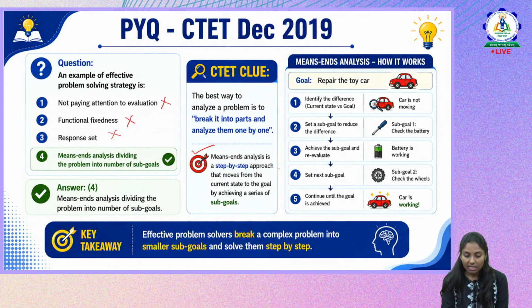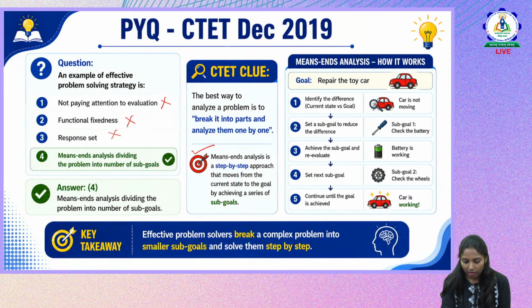So means ends analysis is a step-by-step approach that moves from the current state to the goal by achieving a series of sub-goals. Now you are at a stage of 3 or 4. आपको stage 10 तक जाना है. That is where you can solve your problem, for example. So now what you will do is, whatever आप stage 2 पे stage 10, those are the distance between your current state and your expected aim or goal. Now you divide your distance into small parts. Small parts का मतलब क्या है, you will keep some small attainable goals. So you attain one by one. At the end you will reach your main goal. This is the example of means ends analysis.